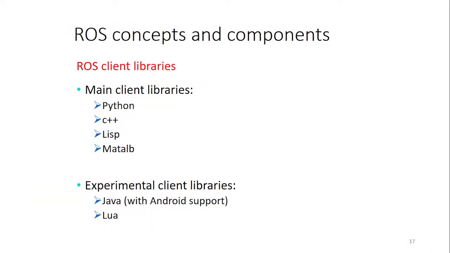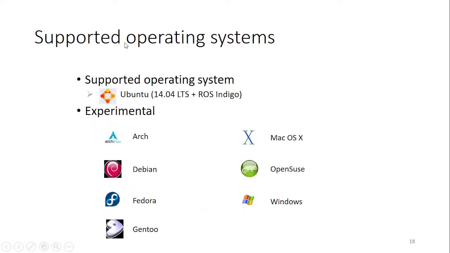ROS concepts and components. ROS client libraries are available in different languages: Python, C++, Lisp, MATLAB. So you can use multiple languages, tools, platforms, and frameworks for implementing ROS, and there are experimental client libraries in Java and Lua. For supported operating systems, there is Ubuntu 14 plus ROS Indigo, so this is an old case.